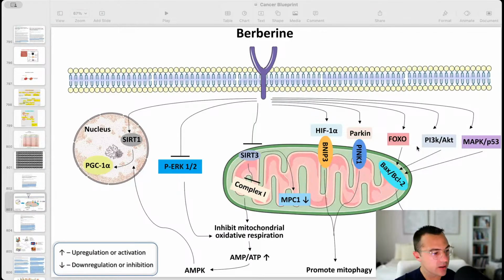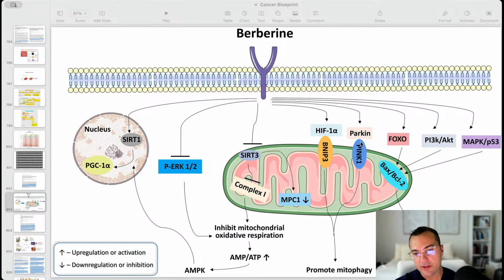And it's interesting because a lot of these pathways within a cancer model, particularly HIF1 alpha and PI3K, AKT, are seen to be pro-cancer. And it's just fascinating that in a normal cell where it needs to be activated, it is activated for a particular purpose. So for example, SIRT3 is blocked, which blocks complex 1 and inhibits mitochondrial oxidative phosphorylation, which ultimately affects the AMP ATP ratio, which stimulates AMPK, which can get us a backdoor into PGC1 alpha and mitochondrial biogenesis.